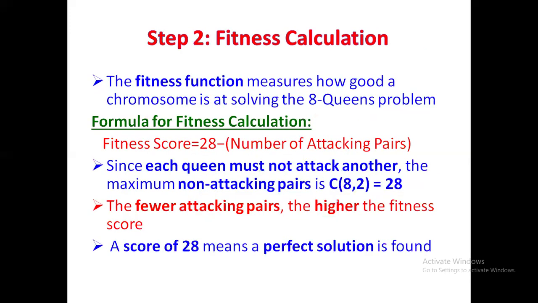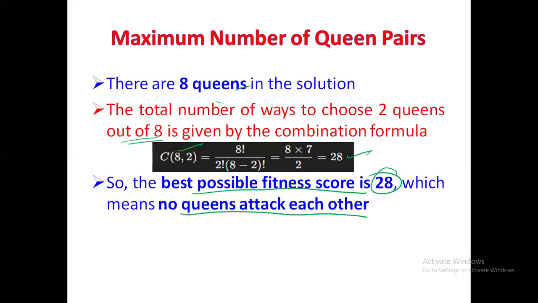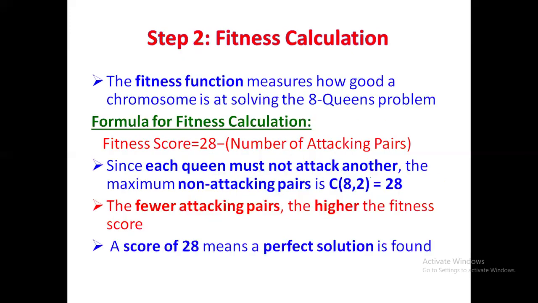So next is the fitness function calculation. This is the maximum, that is the combination formula, the total number of ways. Here the best possible fitness for the 8 queen problem is 28. For the given chromosome, what is the fitness value? We'll see step by step. So the second step is fitness calculation.